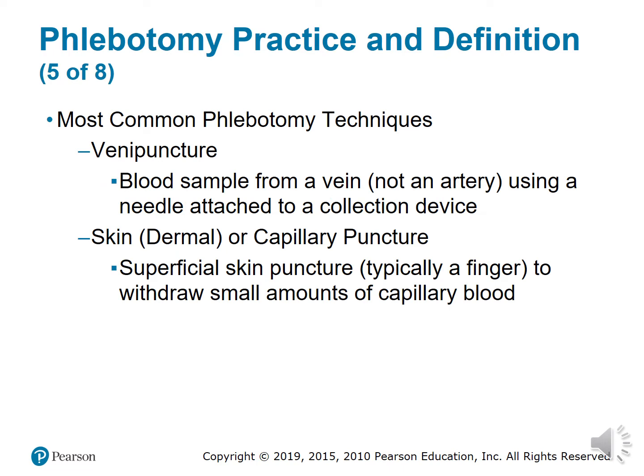So the most common phlebotomy techniques are venipuncture. It's a blood sample from a vein, not an artery, using a needle attached to a collection device. Skin, dermal, or capillary puncture, a superficial skin puncture, typically in the finger, to withdraw small amounts of capillary blood.